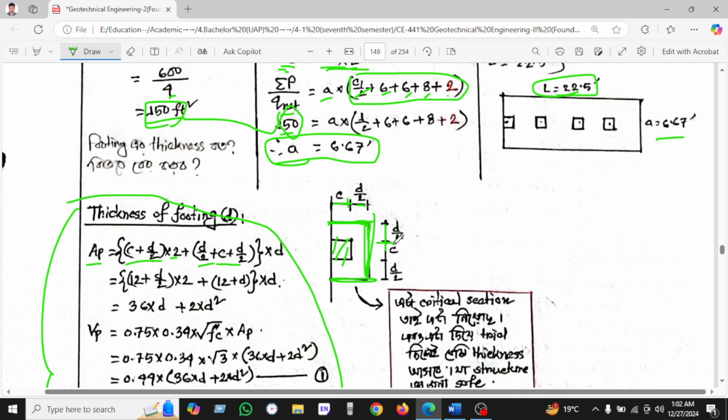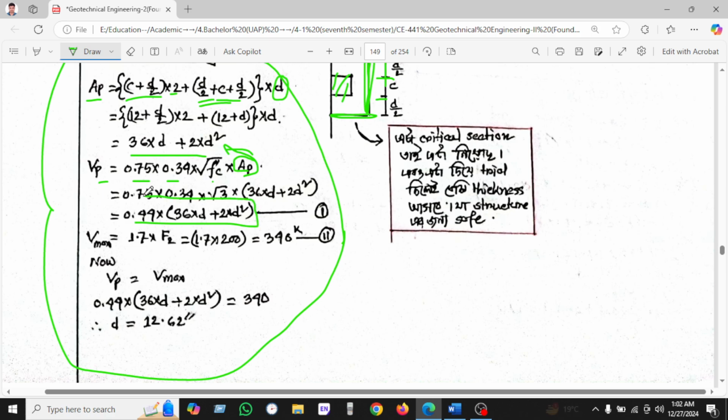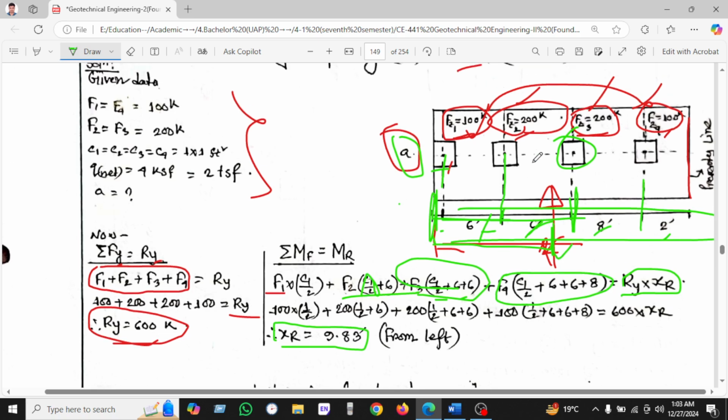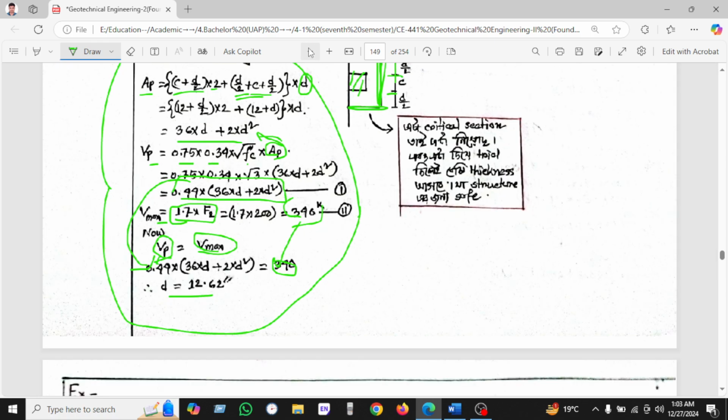We can see C plus D by 2 and C plus D by 2, multiply both by D, and found this equation. And we know the punching force is 0.75 into 0.30 root over f'c. AP is found from the previous calculation, and this is the equation we are taking here. And V max equals 1.7 into P2, because we are taking the maximum load as 200, and found 340. Now we'll compare V perimeter with V max. So V max is here 30, and V perimeter, this equation we are coming here, and D is found 12.62 feet.